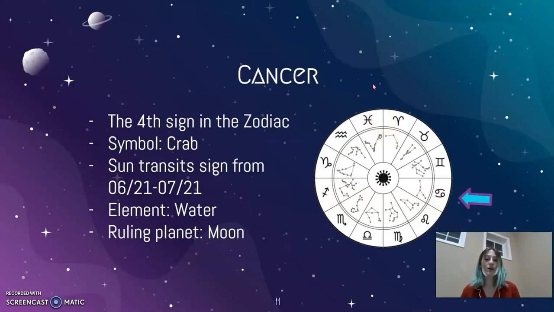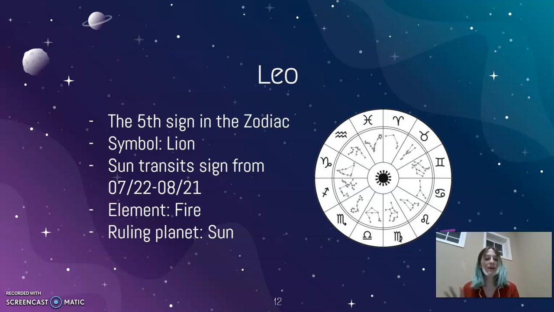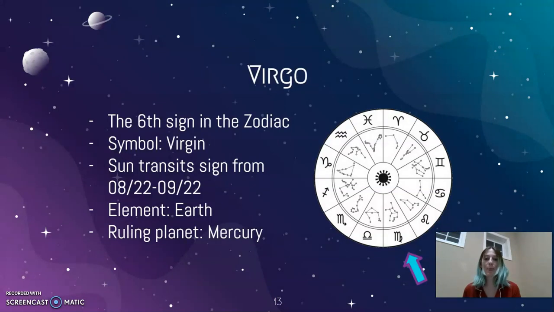Symbol is crab. Transits June 21st to July 21st. Element is water. Ruling planet is moon. By the way, moon and sun are considered planets in tropical astrology. So don't correct me on me calling the sun and moon planets, or Pluto, since Pluto is not considered a planet anymore. Then there's Leo, the fifth sign in the zodiac. Symbol is lion. July 22nd to August 21st, fire, sun.